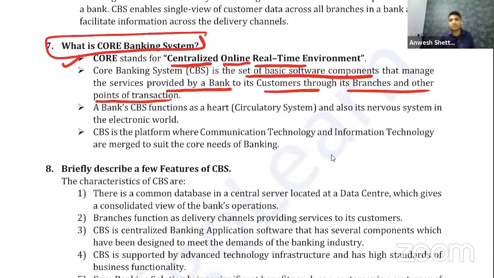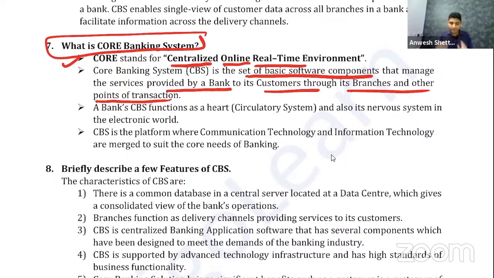other points of transactions. CBS is not one software. CBS is a collection of different software modules. For loans there is a different module, for credit card there is a different module, for branch banking there is a different module, for internet banking there is a different module. So everything put together you call CBS. So core banking system is a set of basic software components that manages the entire banking services.